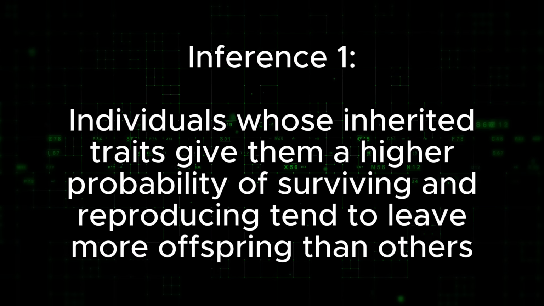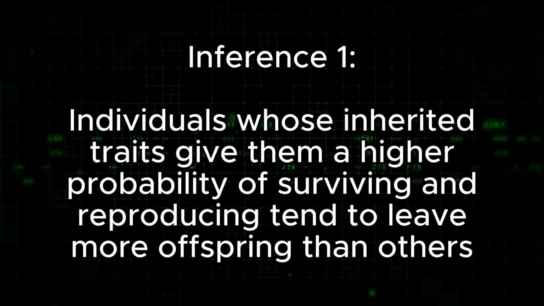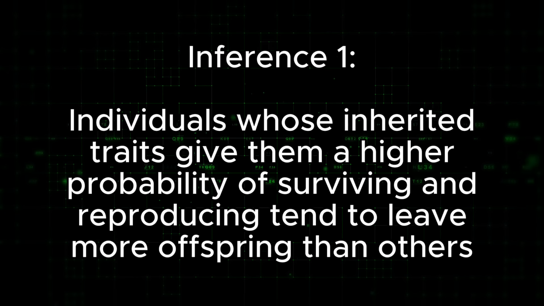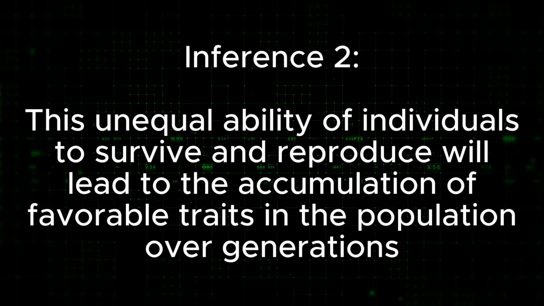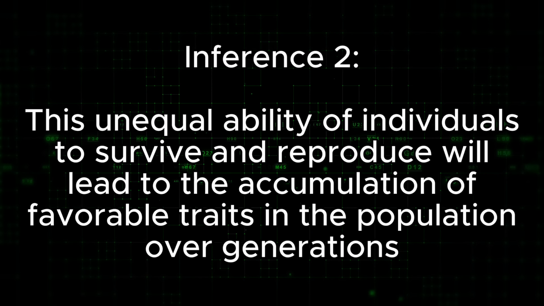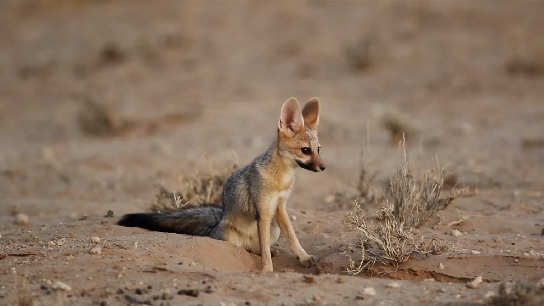1. Individuals whose inherited traits give them a higher probability of surviving and reproducing in a given environment tend to leave more offspring than other individuals. 2. This unequal ability of individuals to survive and reproduce will lead to the accumulation of favorable traits in the population over generations. To put this simply, Darwin exposed that we were all blinded by something called survivorship bias. This meant that while most people were simply looking at adaptations as part of some grand plan by the universe, Darwin's idea was that the only reason we see adaptations at all is that the poorly adapted individuals never survived to be part of this picture.